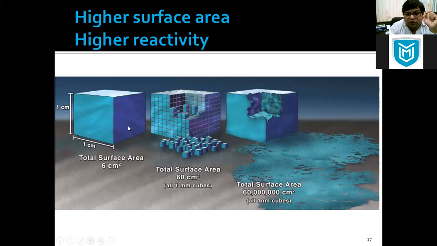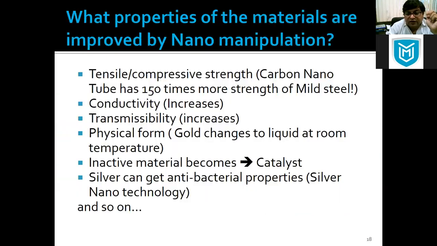So if you take a cube of 1 centimeter, then the area is 6 square centimeters. If you divide this into 1 millimeter cubes, then the area becomes 60 square centimeters. But if you divide it into 1 nanometer cubes, then the surface area would be, you can imagine, 6 crore square centimeters. So that is the effect of the surface area, and that's how it becomes a very quick or highly reactive product.